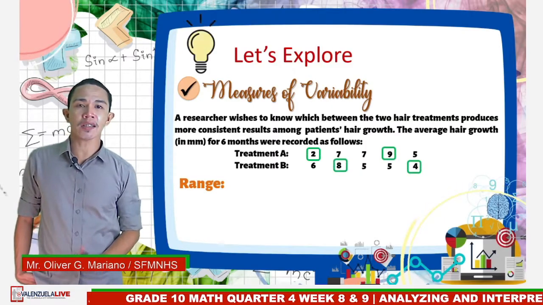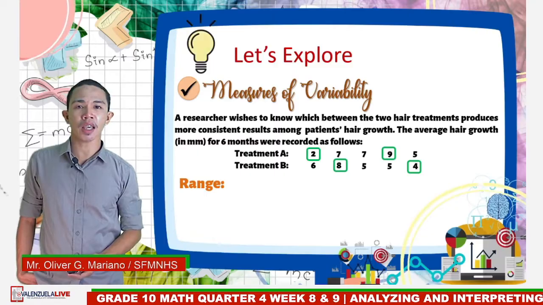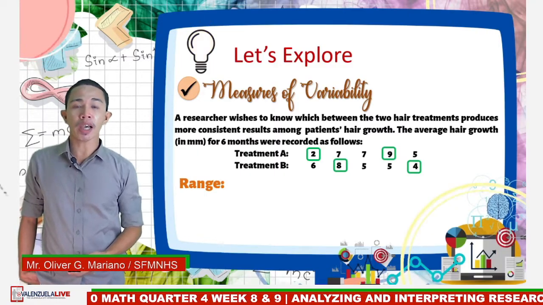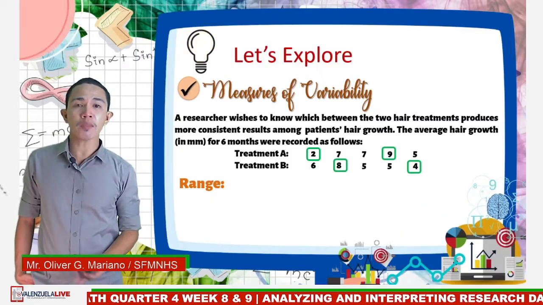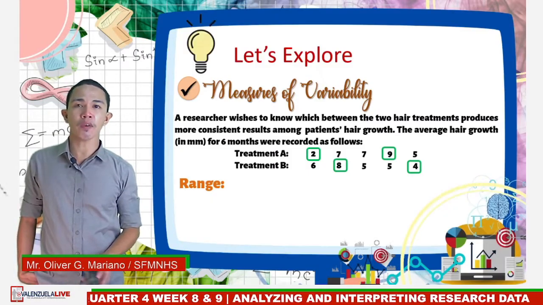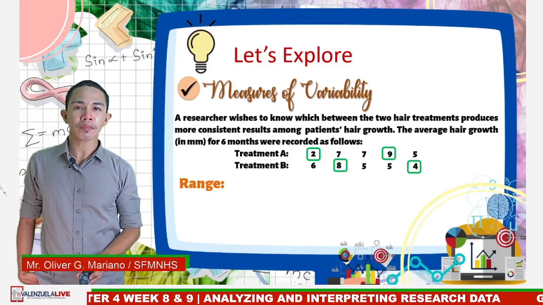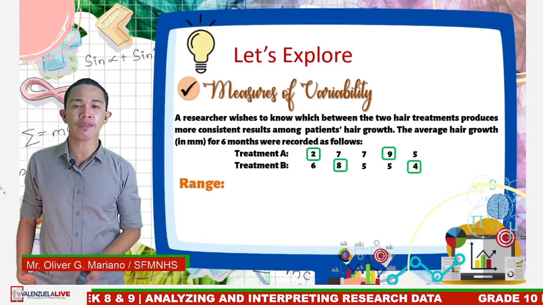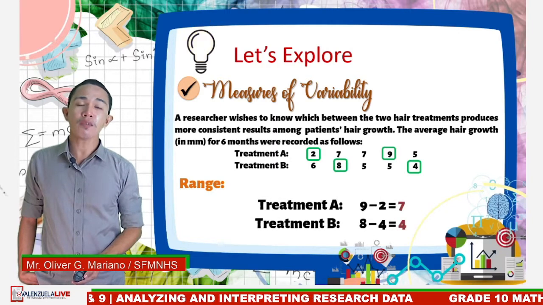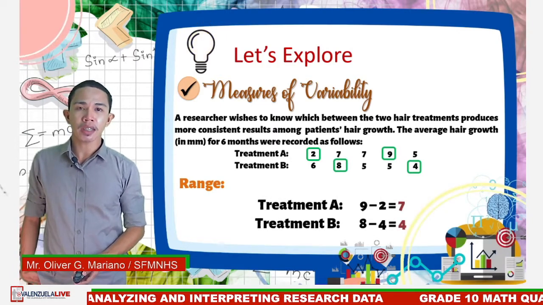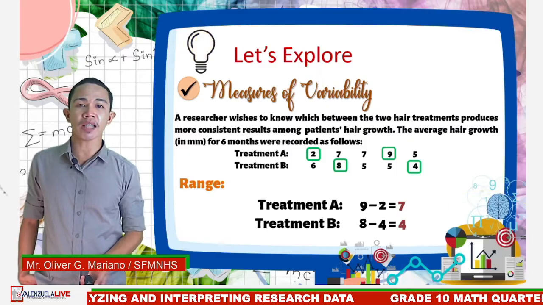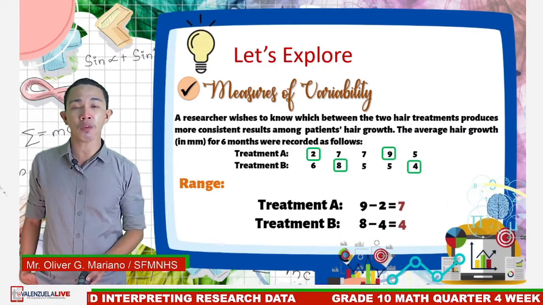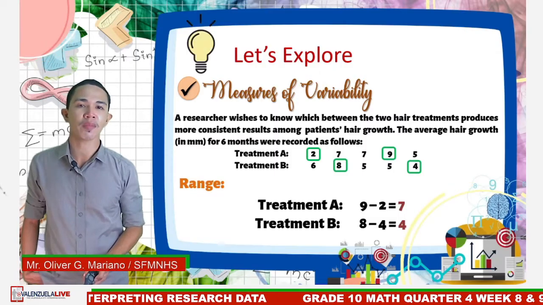The highest and the lowest values in treatment A are 9 and 2 respectively, while for treatment B, we have 8 and 4 respectively. Since the range is simply the difference between the highest and the lowest values, for treatment A, we have 9 minus 2 is equal to 7 as the range. And for treatment B, we have 8 minus 4 is equal to 4 as our range.